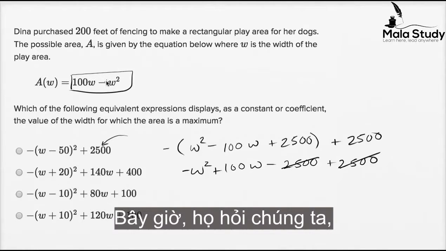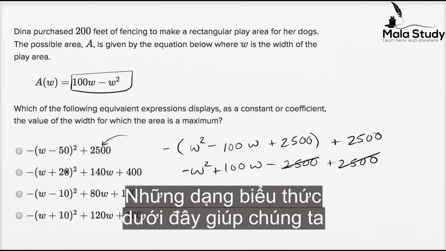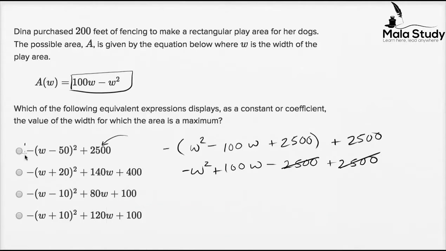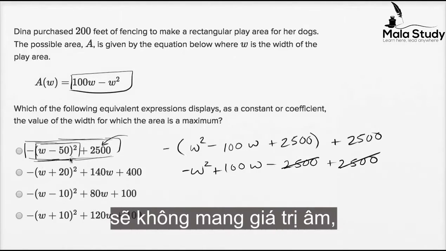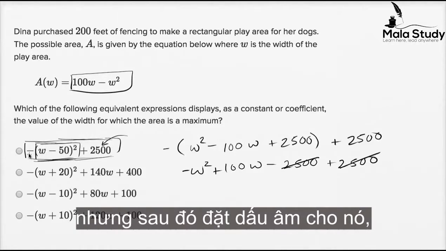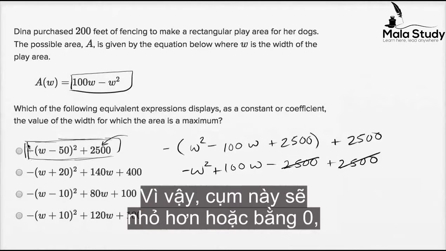Now, what they're asking us, or one way to think about it, is which of these show the maximum value? Which of these forms of the expression make it easy for us to find what the maximum value is going to be? Well, let's look at this first one. Let's think about how this expression works. If this part right over here, (W minus 50) squared, that's always going to be non-negative, because if you take the square of something, it's going to be non-negative. But then if you then take the negative of it, it's going to be non-positive. So this part over here is going to be less than or equal to 0.